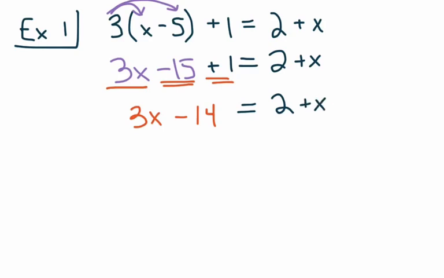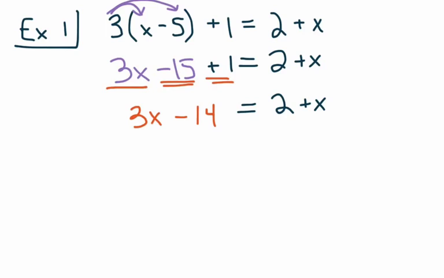Now I look at my equation again. My first step up here, I did my distribution. Second step here, I did combine like terms. Now I'm left with a variable term and a constant term on the left, and a variable term and a constant term on the right. So there's nothing more I can do to simplify either side of this equation.